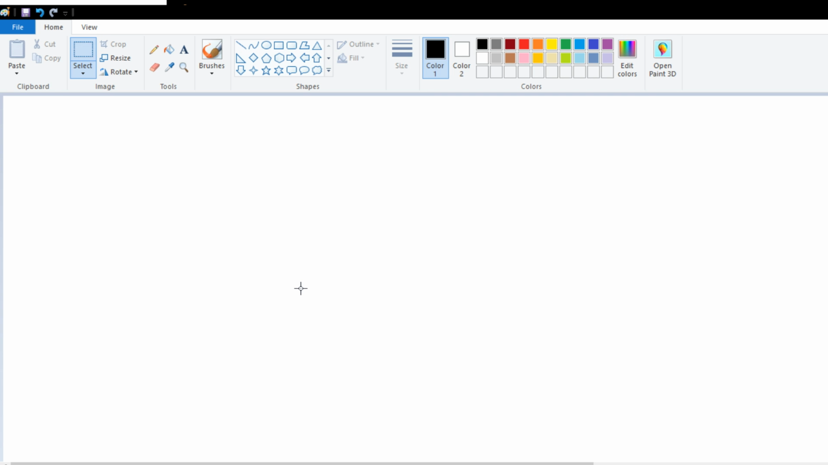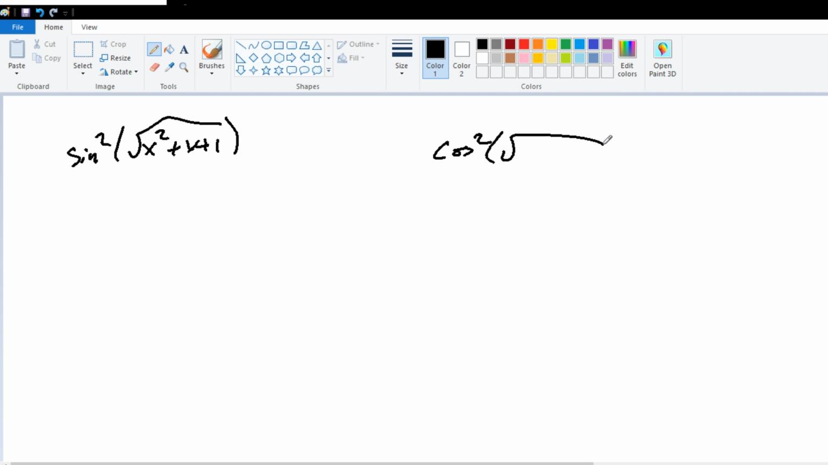So we're going to do some chain rule questions, and they're not particularly pretty. We have sine squared of the square root of x squared plus x plus 1, and cosine squared of the square root of x cosine x. Okay, let's do this one first.